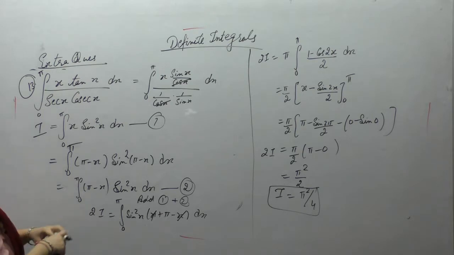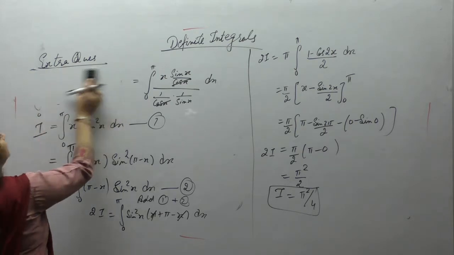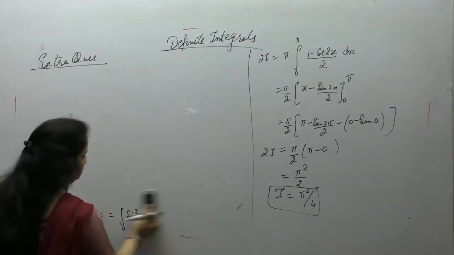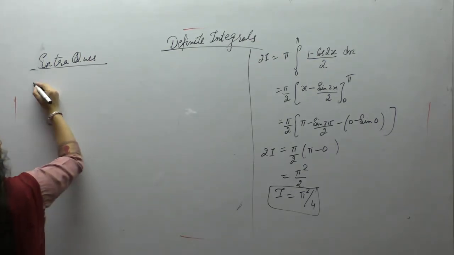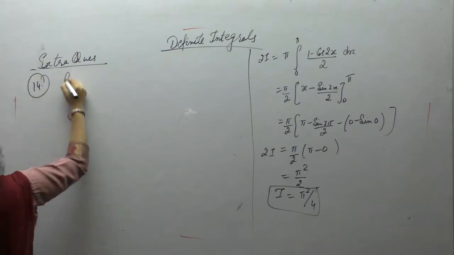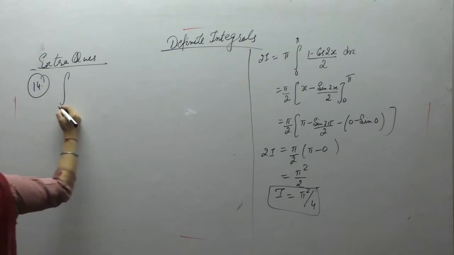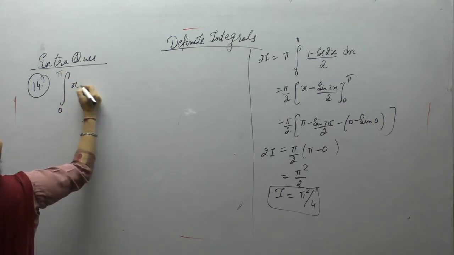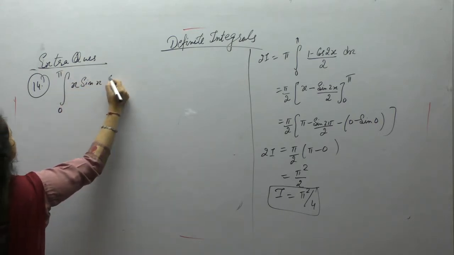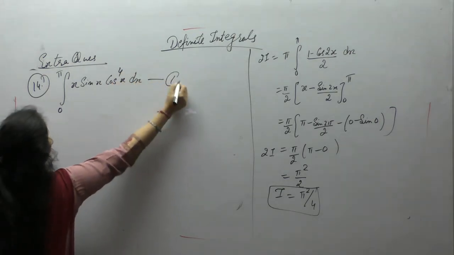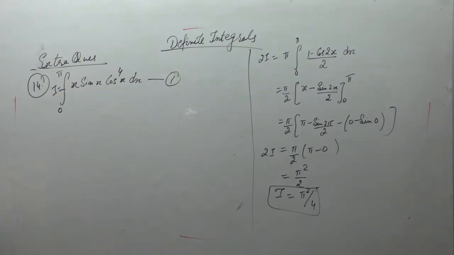Now the next one is integral 0 to pi of x sin x cos of 4x dx. Let this equation be I.